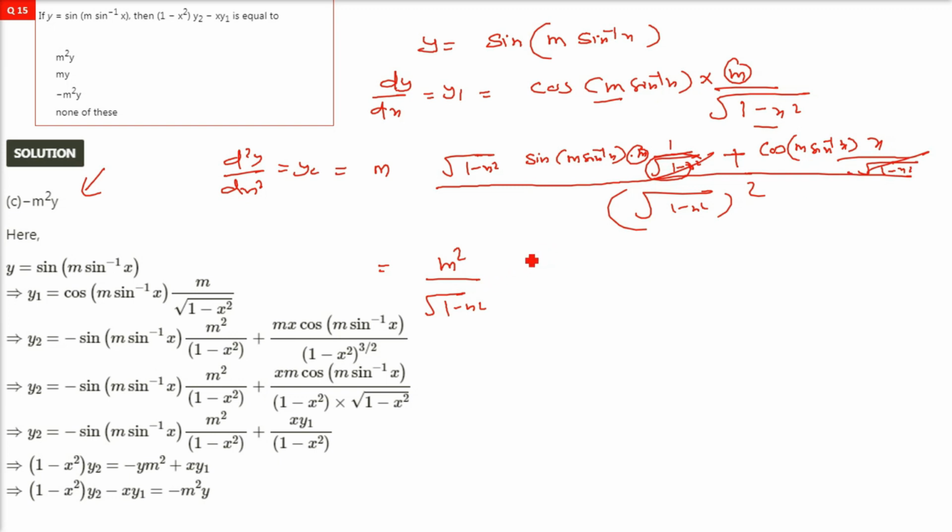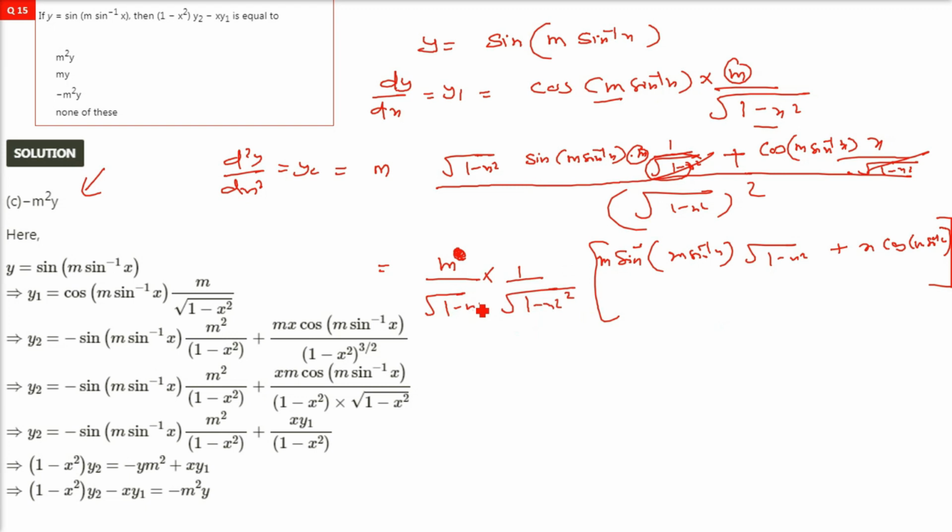So I'm taking the first term, m square, with under root 1 minus x square, because it was under root 1 minus x square whole square only. Let us have whatever is inside: m sin inverse x under root 1 minus x square plus x cos m sin inverse x. This is the inside term. Now the denominator was under root 1 minus x square whole square, which is under root 1 minus x square into under root 1 minus x square. These two roots will give you 1 minus x square.